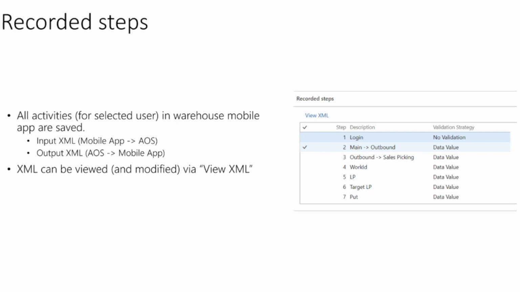Each of the steps is given a default name based on the mobile device menu item, although it is encouraged to customize this to make it more meaningful when running the steps later. The XML previously recorded at each step can be viewed and edited here as well.